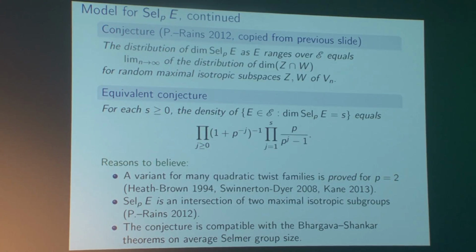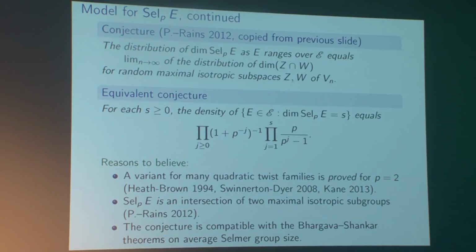Now, why should you believe that this is the right formula? One reason is that this is actually proved for p equals 2, not for the family of all elliptic curves, but for certain families of quadratic twists. The first person to do that was Heath-Brown back in 1994, and then other people have generalized it to other quadratic twist families.